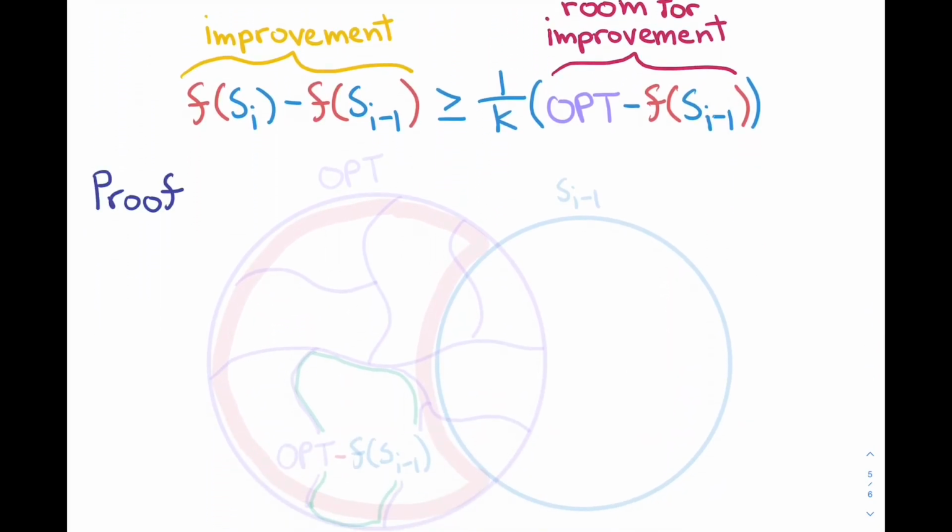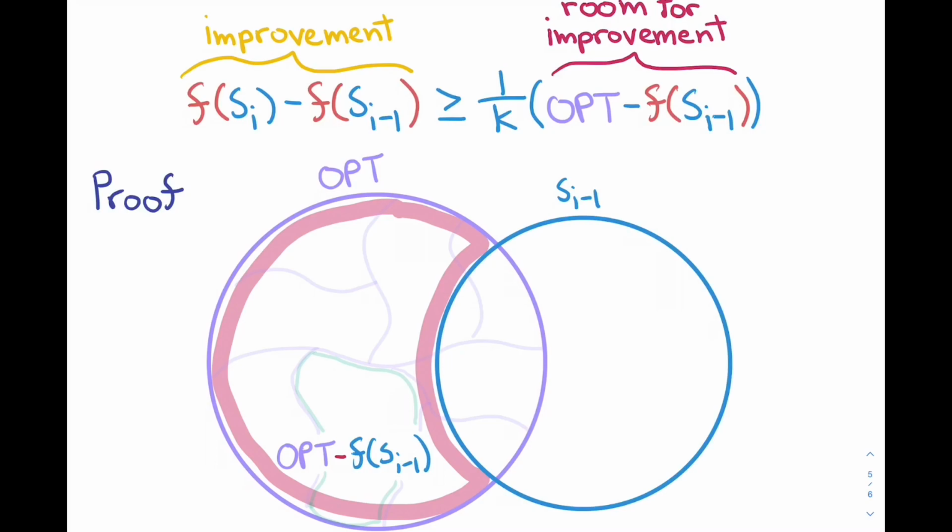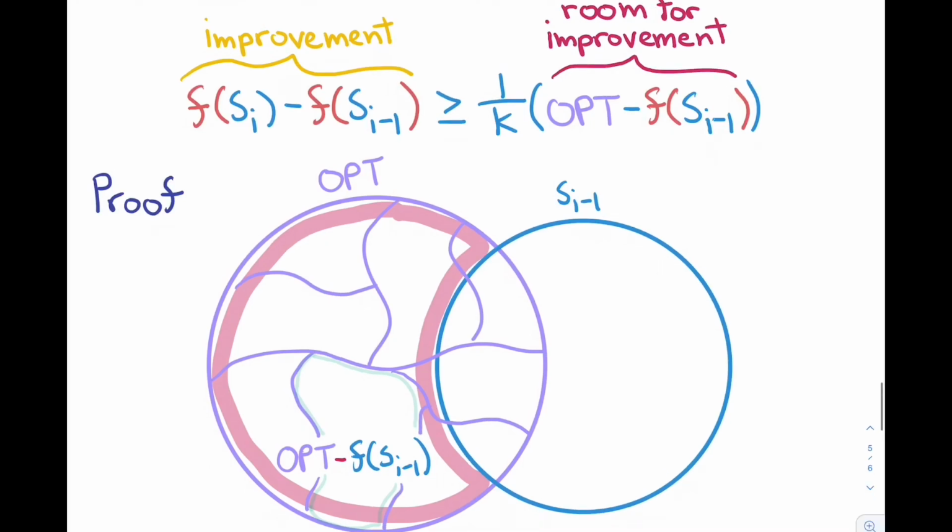Proof. Suppose this is the area covered by opt and this is the area covered by s sub i minus 1. Maybe there's some overlap. Let's look at the part that's covered by opt but not covered by s sub i minus 1. The number of points in this region is at least opt minus f of s sub i minus 1. Here we use the fact that opt itself consists of exactly k sets, so we can break the region into k parts depending on which point is covered by which set.